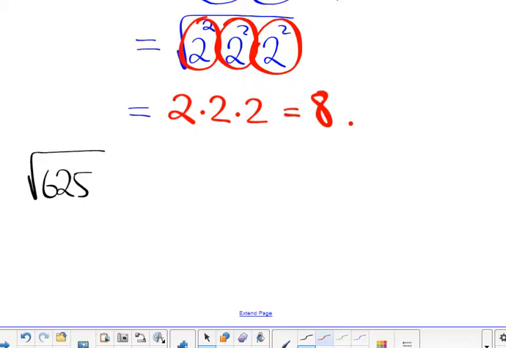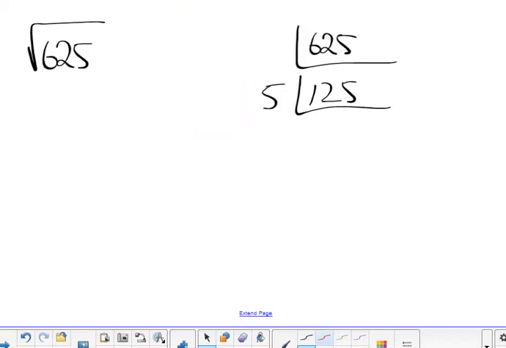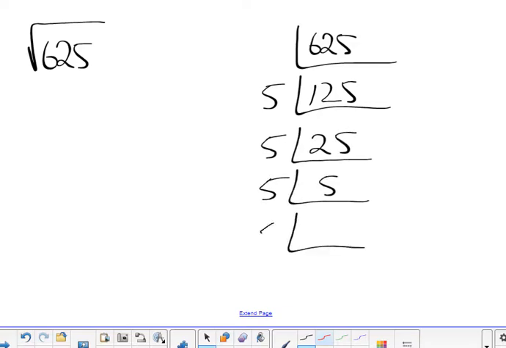625 is actually a perfect square, but let's go through and break it up into its prime factors here. 625 doesn't divide by 2, 3, 4, but it divides by 5. 5 times 125. All right, and we do 5 again. 5 times 25. We do 5 again, and it's 5 times 5. And then lastly, we've got 5 times 1. So here's our prime factorization there.